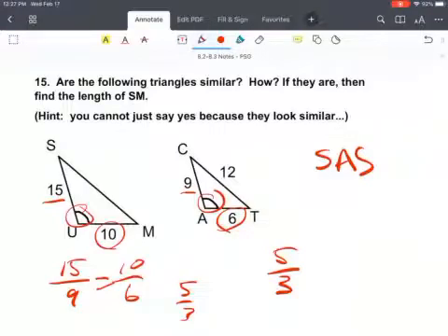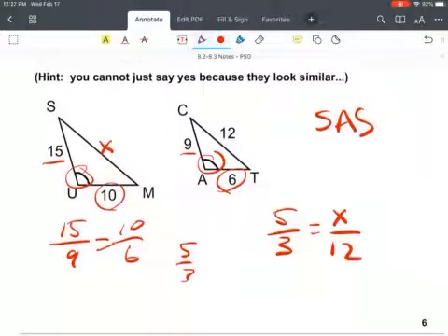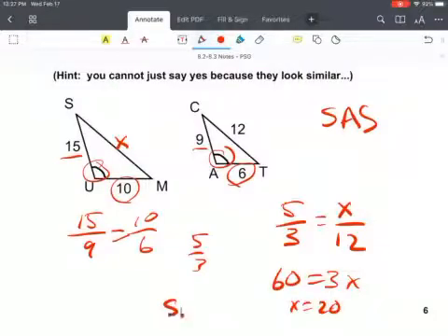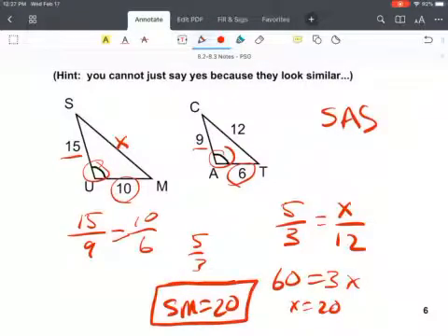And then in order to find SM, I need to make that x. So 5 over 3 is equal to x over its corresponding side of 12. And then I can cross multiply and get 60 equals 3x, which means x is 20. So SM is equal to 20.